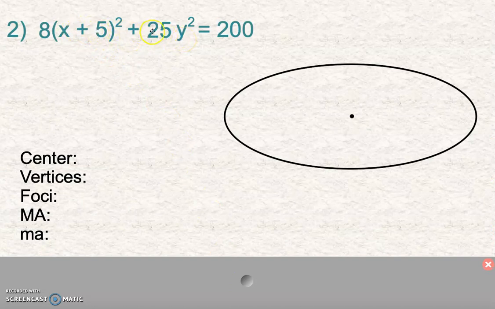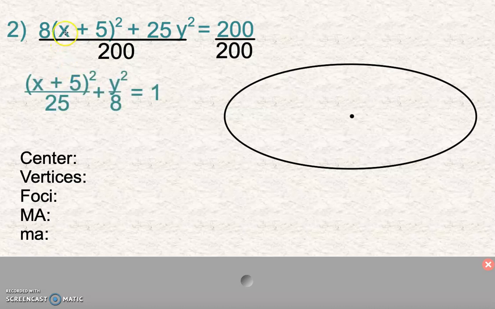That is not written in the form that's very useful to us. Now notice when we have ellipses, we want x squared plus y squared, and this needs to be a 1. So I've got to do a little bit of work. Let me make this a 1 by dividing both sides by 200. And that gives me (x plus 5) squared over 25 plus y squared over 8 equals 1.